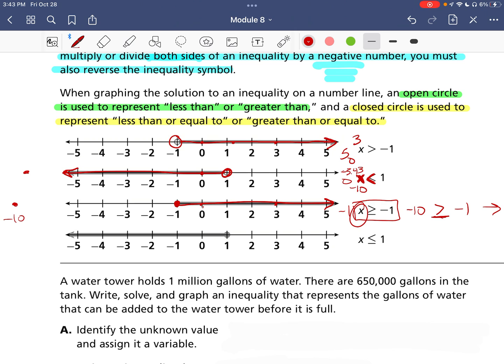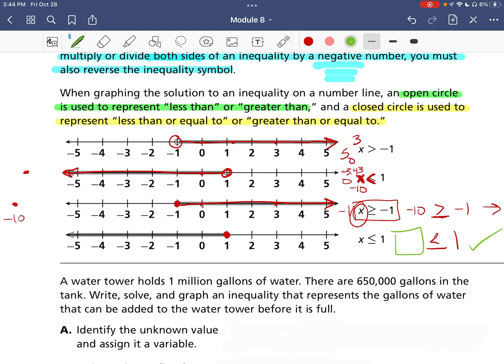Okay, on our last one here, we have x is less than or equal to -1. Or I'm sorry, x is less than or equal to 1. It's or equal to, so we're going to fill in our circle. Less than or equal to 1. So what values for x could we plug in here that will make this true?